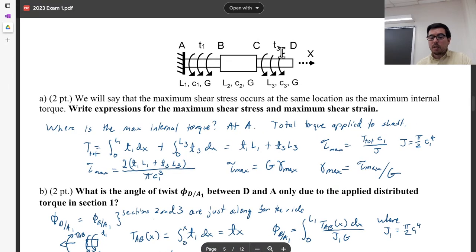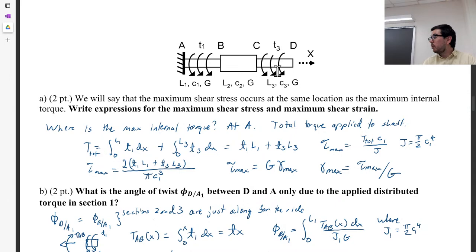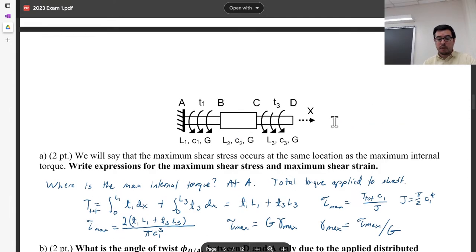It's going to be this distributed torque that would have newton meters per meter as units. That would be this T3 times L3. Okay, and then that's going to be the torque that's in AB and in BC. But then I have to know what's happening in CD with that distributed torque being applied. But again, that one is going to be the T3L3 squared over 2JG. Okay. All right.